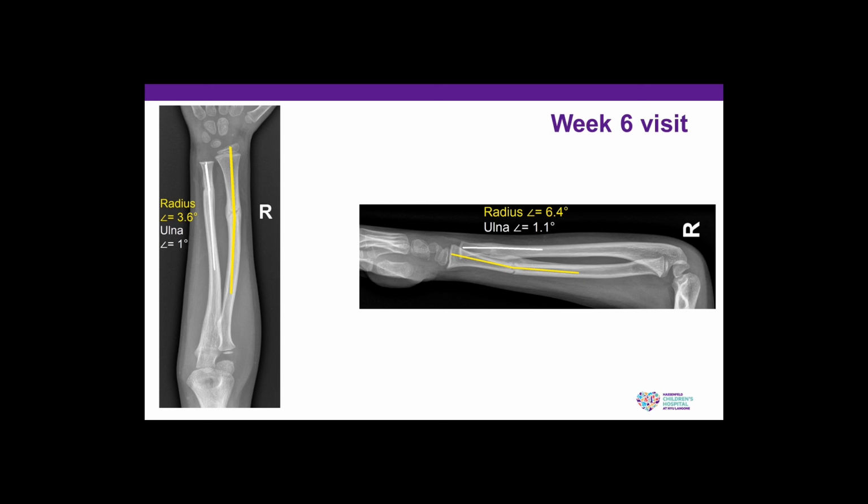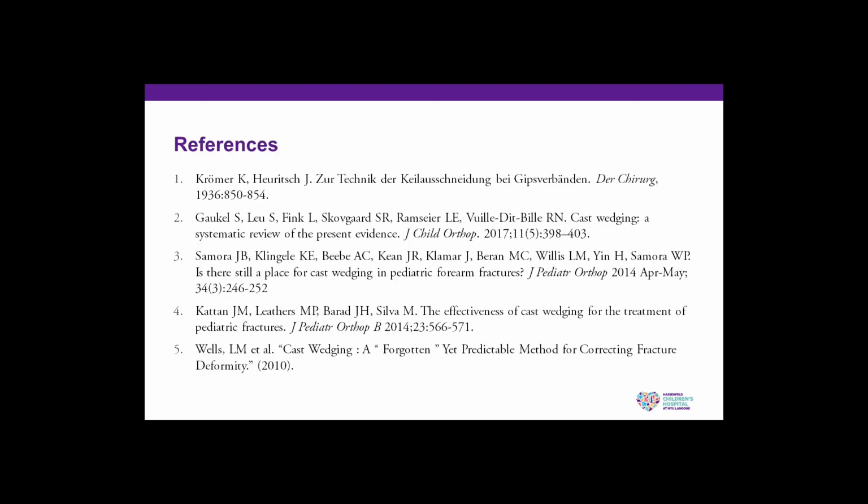In sum, this video has demonstrated the appropriate use and appropriate technique for performing cast wedges for treatment of the pediatric population when initial and follow-up radiographs for fractures of the radius and also of the tibia demonstrate increasing angulation.